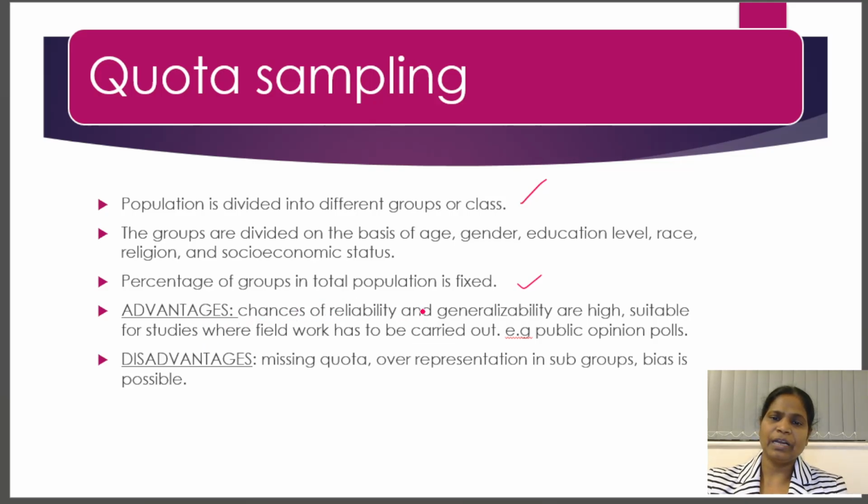Advantages: chances of reliability and generalizability are high, suitable for studies where fieldwork has been carried out, like public opinion polls. Disadvantages: missing quota. Sometimes when we allot a quota for a certain age or gender, there might be some participants who will be missing from that study, or sometimes over representation in other quota. So chances of bias are possible.